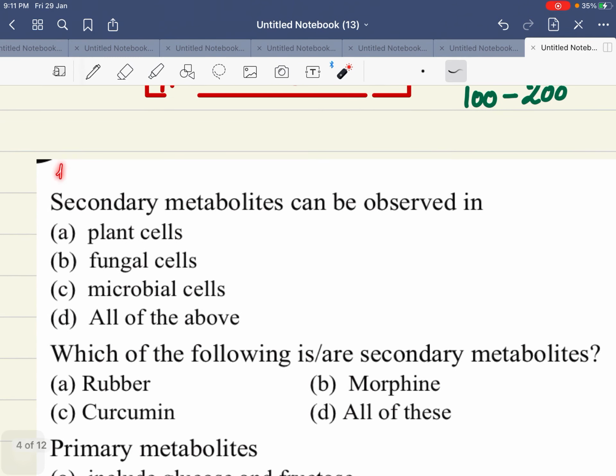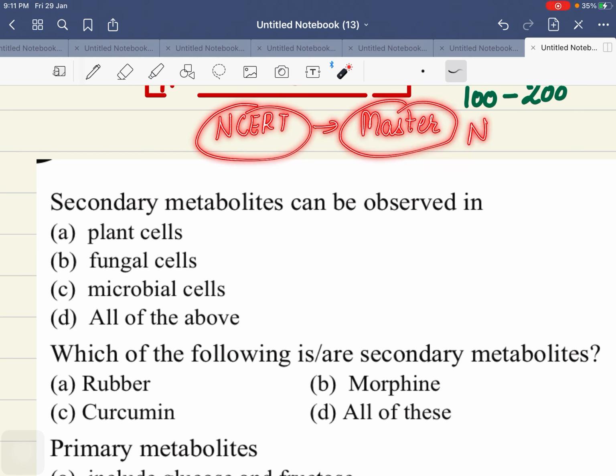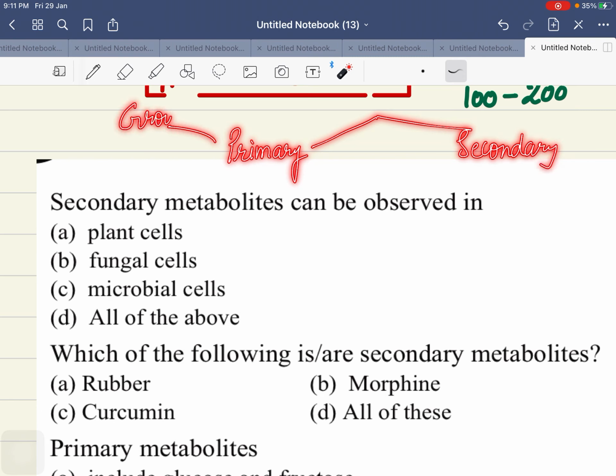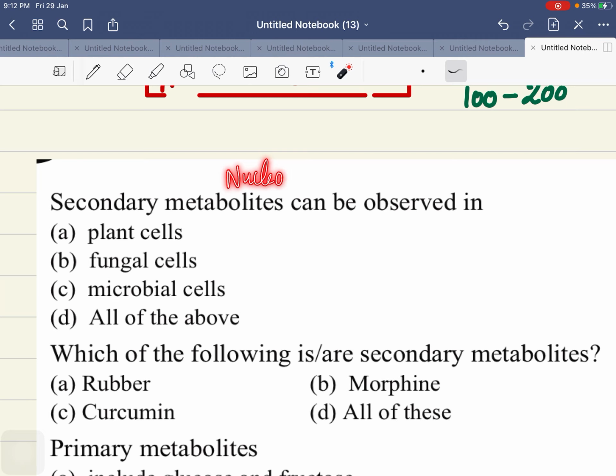So the first question is: secondary metabolites can be observed in. One more thing, all these questions are from NCERT, so they will also help you master NCERT completely, and a few questions are based on your complete concepts. So there is nothing coming from outside the book. We know there are two types of metabolites, primary and secondary. Primary metabolites help in your growth, development, as well as reproduction. As you know, amino acids, carbohydrates, nucleotides are very important for your growth. But on the other side, secondary metabolites like gums, antibiotics, drugs, right?